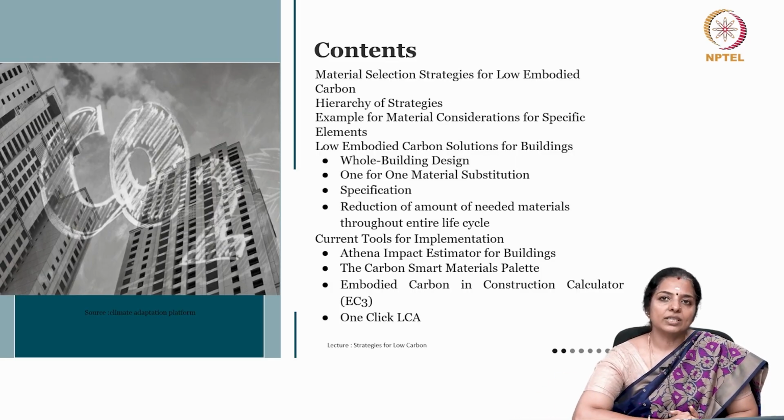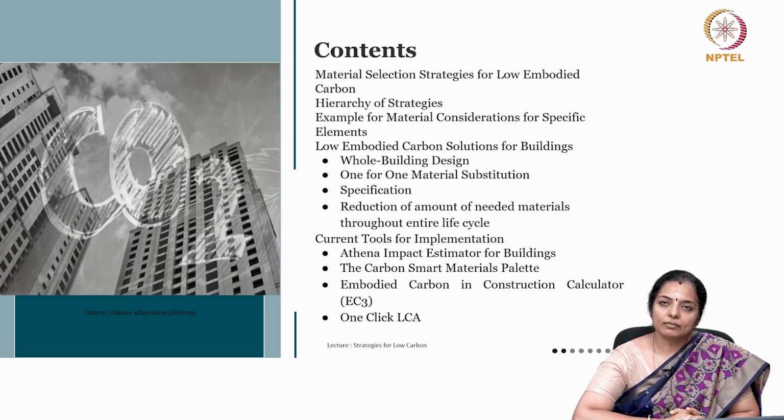So, the sequence of what we would study would be: material selection strategies for low embodied carbon, the hierarchy of the strategies, then examples of material considerations for specific elements, and low embodied carbon solutions for building. We would look more into whole building design and one for one material substitution, specifications, and reduction of the amount of needed materials throughout the entire life cycle.